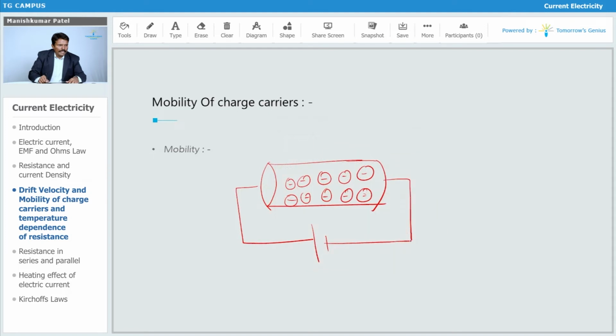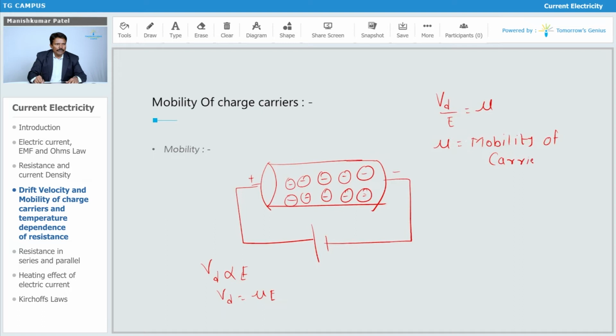Now for this mobility, we simply say that the drift velocity is directly proportional to the electric field which is applied across the terminal. So we can say that Vd is equal to mu times E, and Vd upon E is equal to mu. This is the velocity acquired by the electron in unit electric field, so that is also what we call mobility. So this mu is the mobility of your carriers.